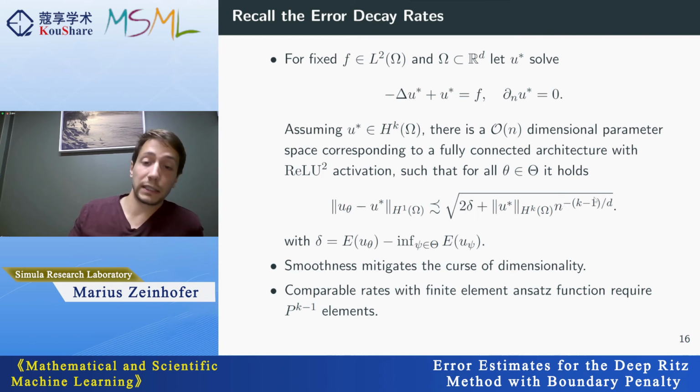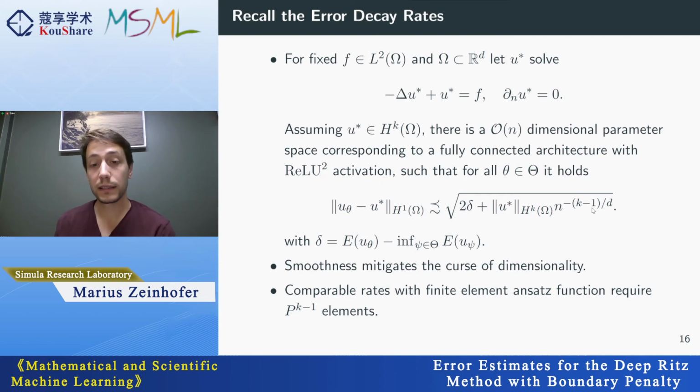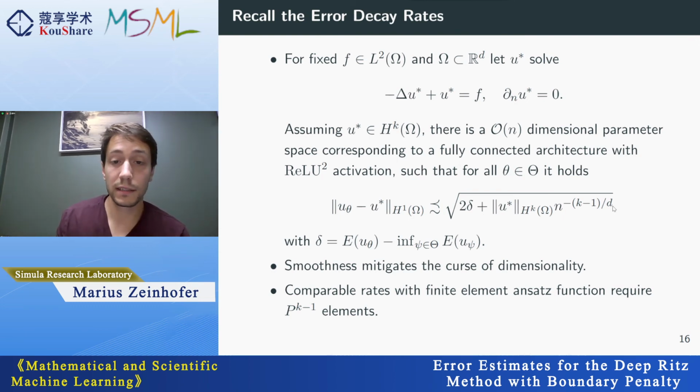But here there's the rate, and our takeaway is that if you're in a setting where you have a lot of smoothness, which is, by the way, a very natural setting for, at least, linear elliptic PDEs, then this can mitigate this problematic dependence on the dimension. And in fact, the rates you get also, in a sense, compare favorably with finite element rates.